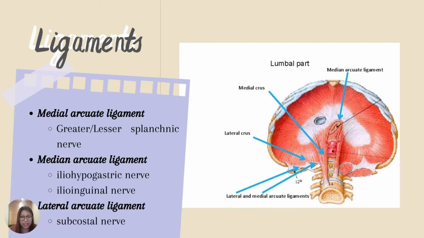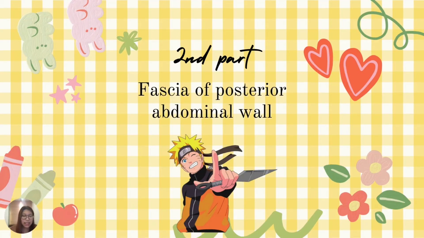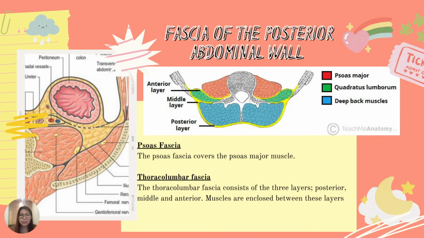Or lastly, the lateral arcuate ligament is a thickening of the fascia of the quadratus lumborum, which is also a landmark of the subcostal nerve. Moving on to the second part, the fascia of the posterior abdominal wall. So the layer of fascia lies between the parietal peritoneum and the muscle of the posterior abdominal wall. The fascia is continuous with the transversalis fascia of the anterolateral abdominal wall.